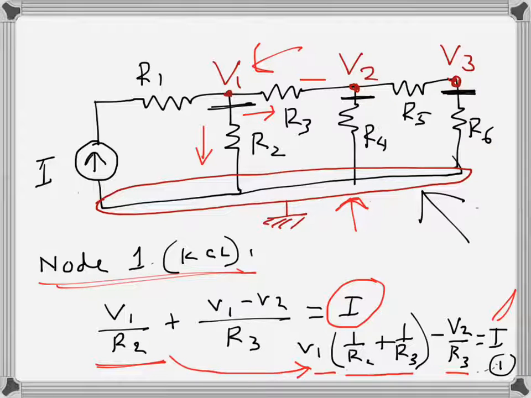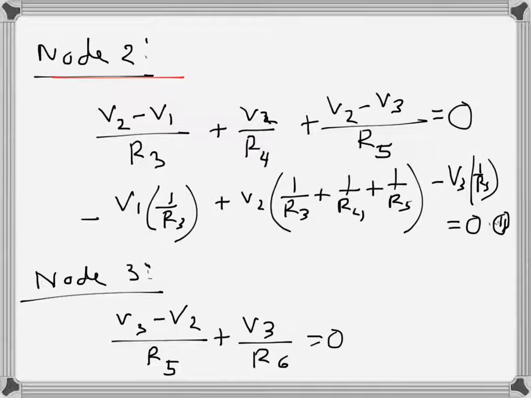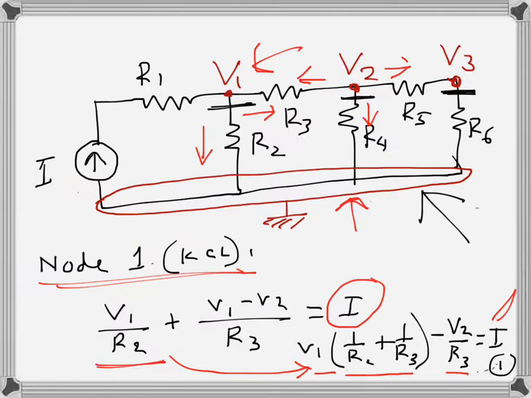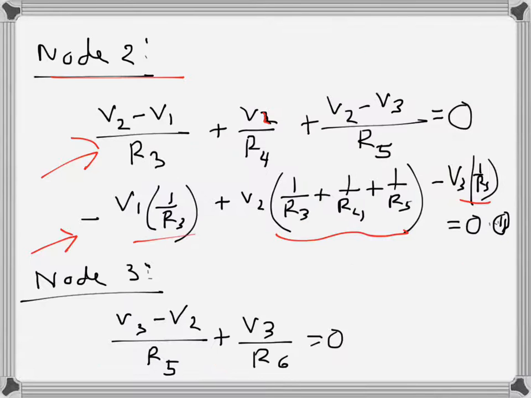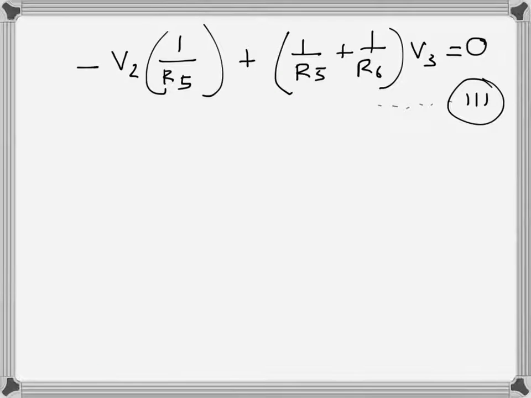Now for node 2, there are three leaving currents, and that's why V2 minus V1, because always the currents are leaving, and then V2 over R2, and so on. Then I have rearranged the equation as the coefficients of each node. Similarly, for node 3 there are two leaving currents, this one and this one, so I have written the currents there, and again rearranged with the coefficients.